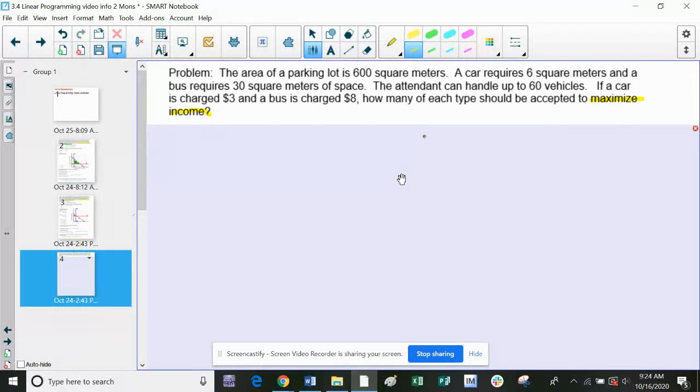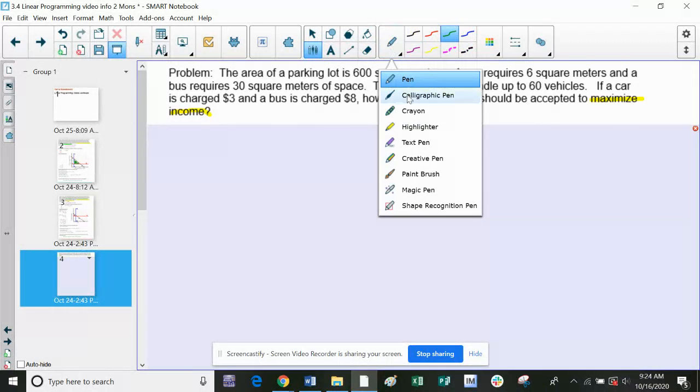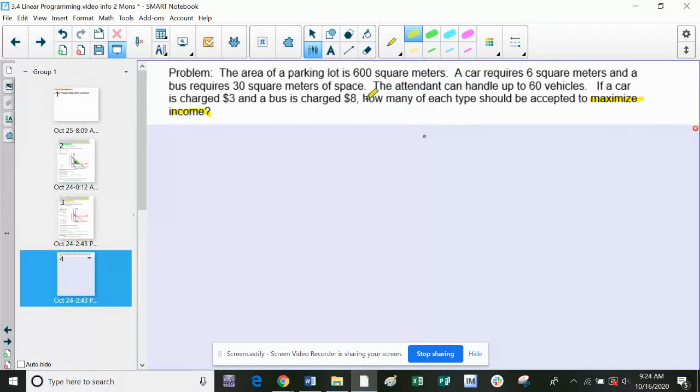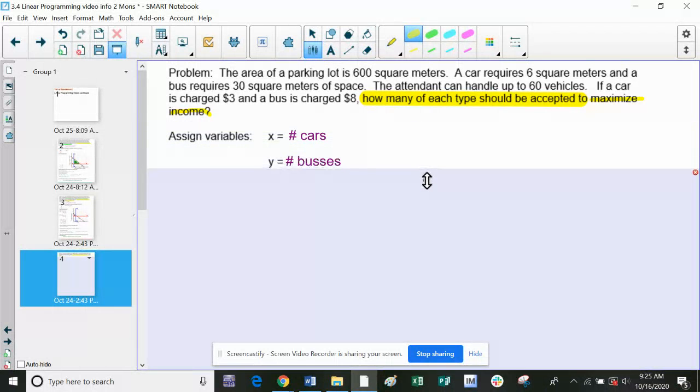Now, what are my variables? Well, what does my parking attendant want to know? He wants to know, or she wants to know, how many of each type of vehicle. So let's go ahead and highlight that. How many of each type should be accepted? So there's your variables. You've got to tell them, well, you need this many cars and this many buses in order to get your income. So that's what our variables are. So X will be the number of cars and Y will be the number of buses.